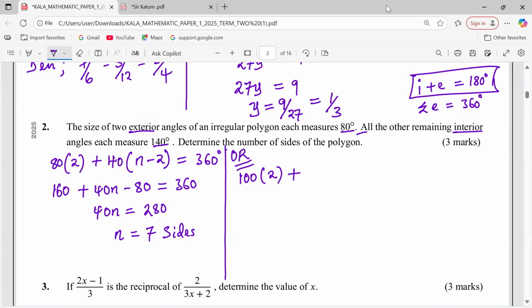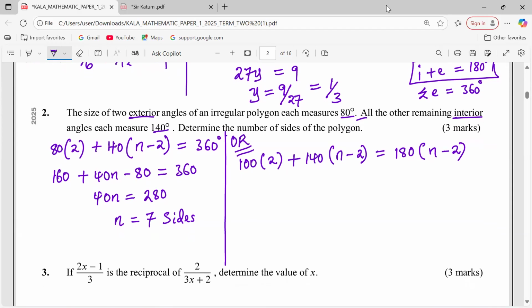Then plus the other interior angles, each is 140. So when we multiply each by the number remaining, n minus 2, the total is n angles. Remember, the number of sides is equal to the number of angles when we are dealing with polygons. So now this will give us the total sum, and the total sum, whether a polygon is regular or irregular, should also be the sum according to the formula. So we use this formula for regular and irregular.